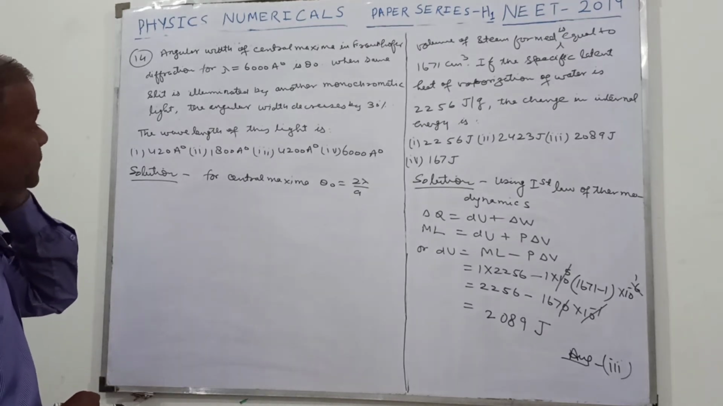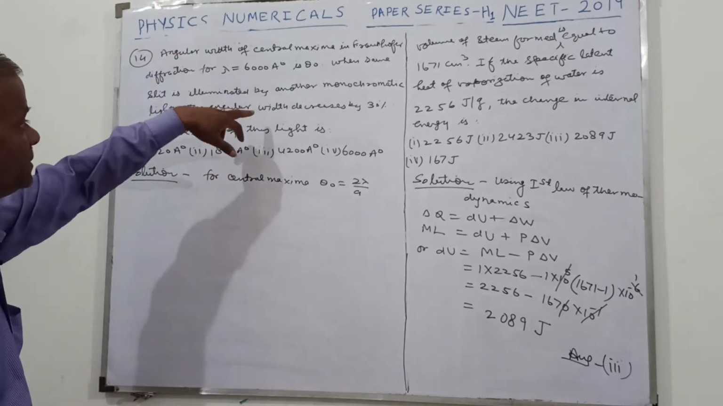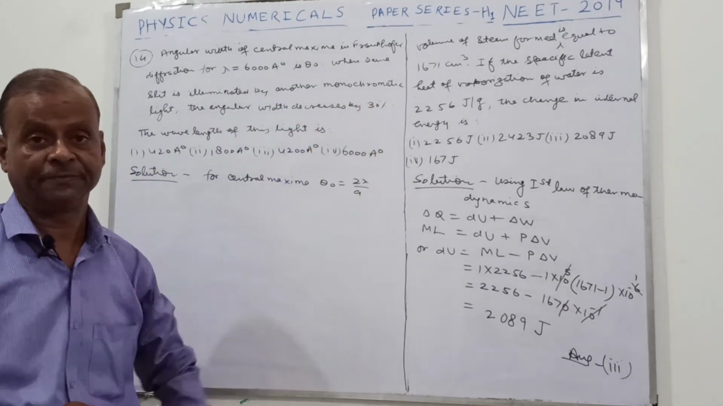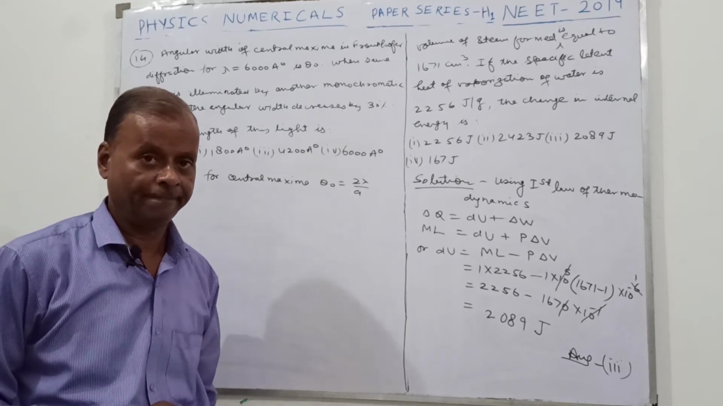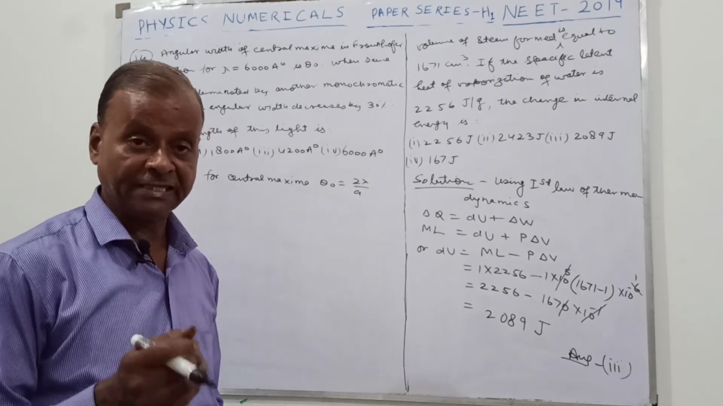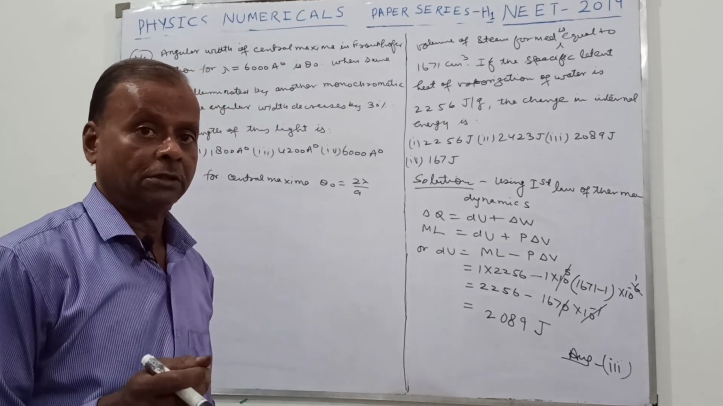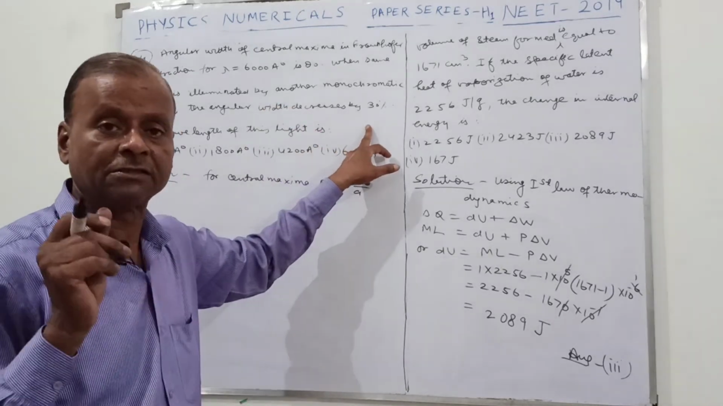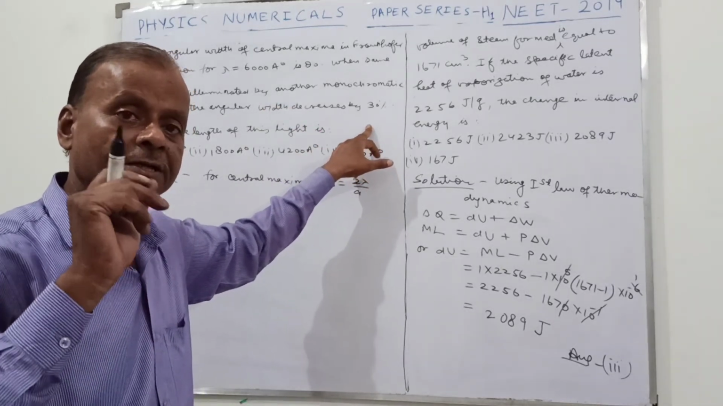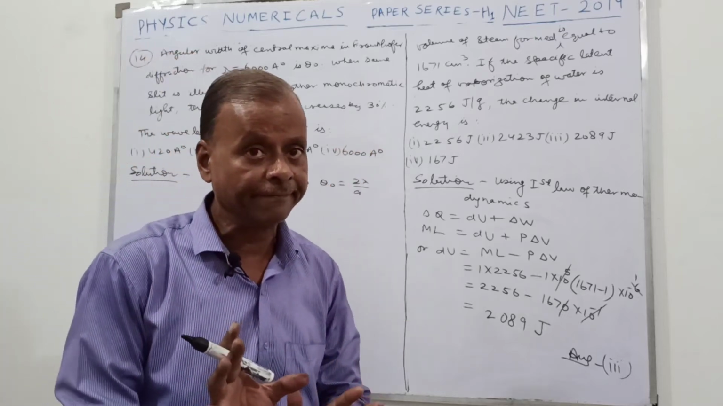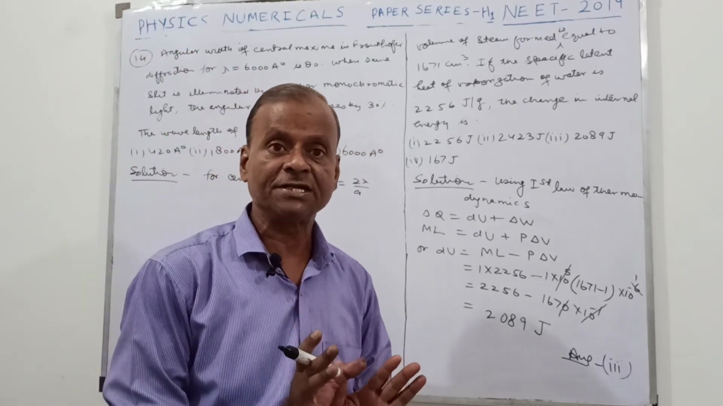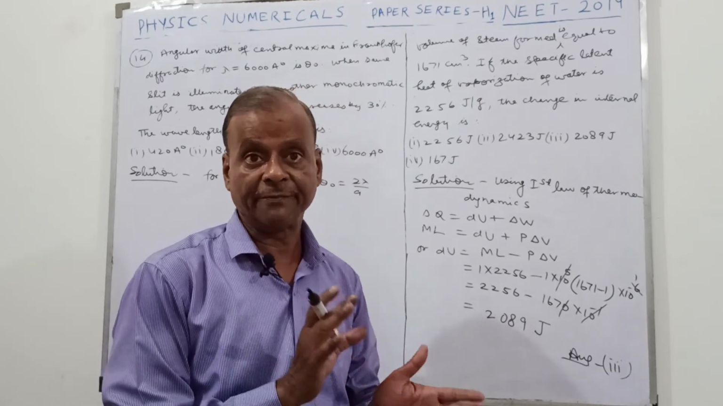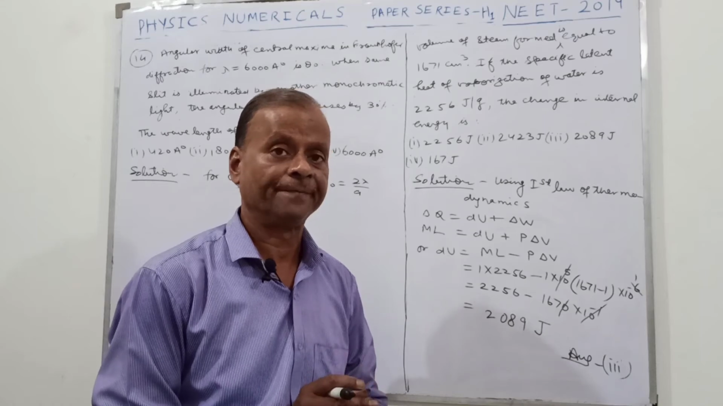And now what is given here? One more thing to understand is that width decreases by 30%. By 30% means that you have to reduce the width by 30%. It means the remaining will be 70%. So 30% has gone away, and only 100 minus 30, so 70% remains.